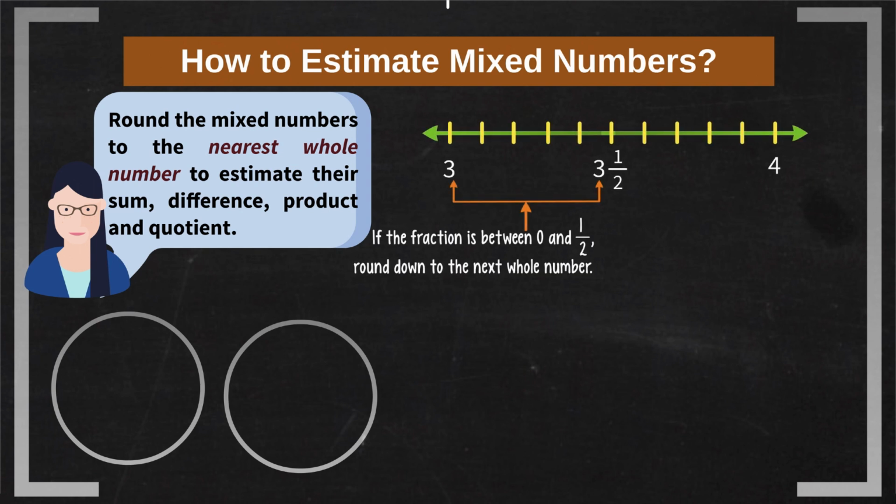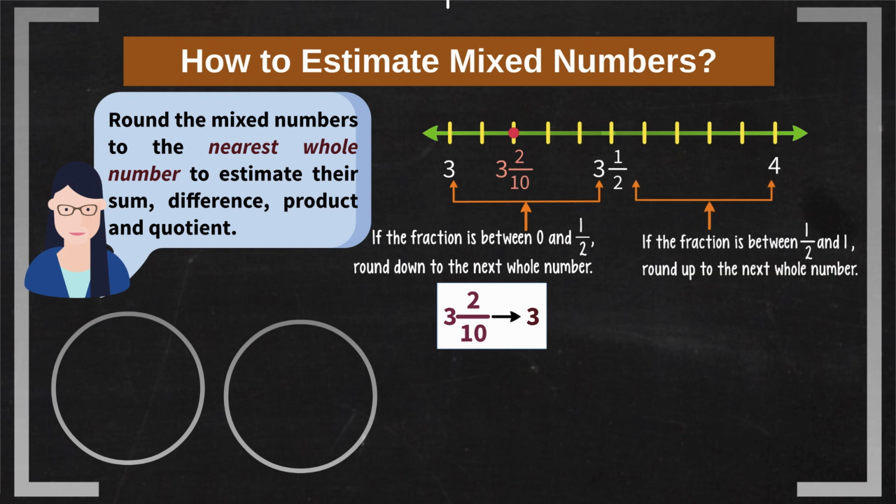If the fraction part of a mixed number is between 0 and 1/2, we round down to the next whole number. For example, in 3 2/10, the fraction part is between 0 and 1/2, since 2/10 is 1/5 when simplified. Then 3 2/10 is rounded to 3. On the other hand, if the fraction is between 1/2 and 1, we round up to the next whole number. For example, in 3 9/10, the fraction part is between 1/2 and 1. Then 3 9/10 is rounded to 4.